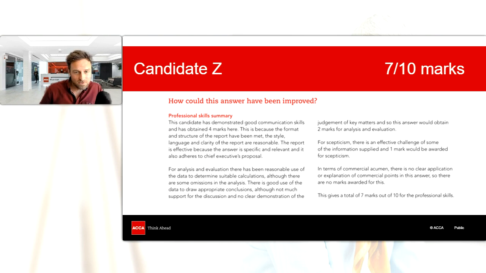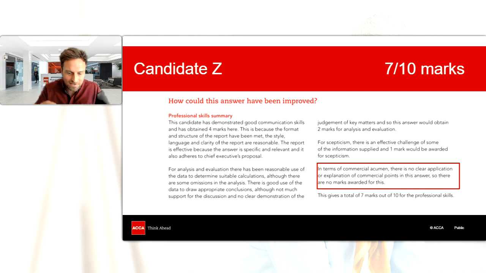Only 1 mark for skepticism. Again, could have challenged a bit more. And then no real application to the scenario, so they didn't get any commercial acumen marks. So they could have just linked to the scenario a bit more in there, and they would have been in a much better position. So overall, they got 7 out of 10 on that.